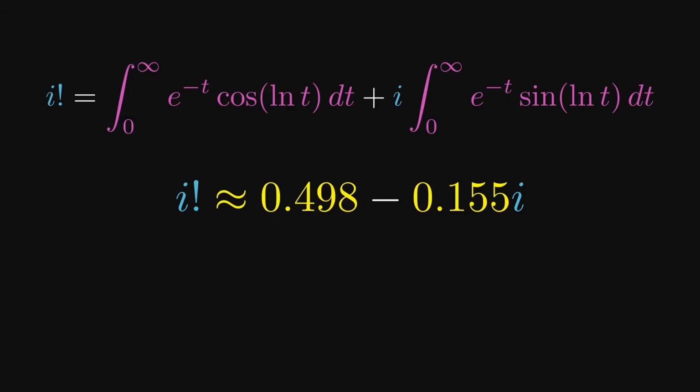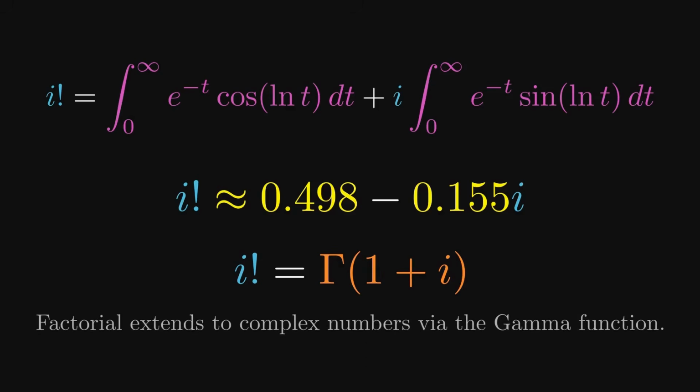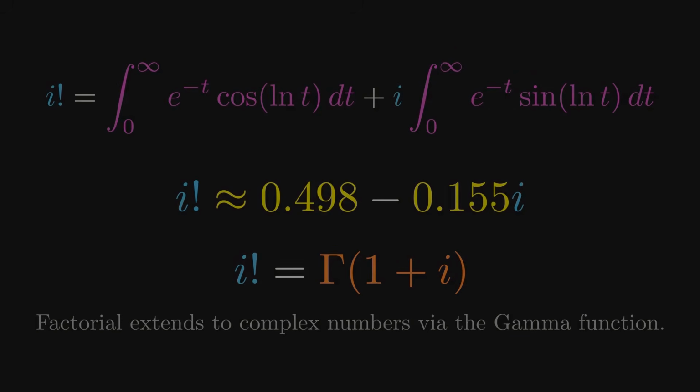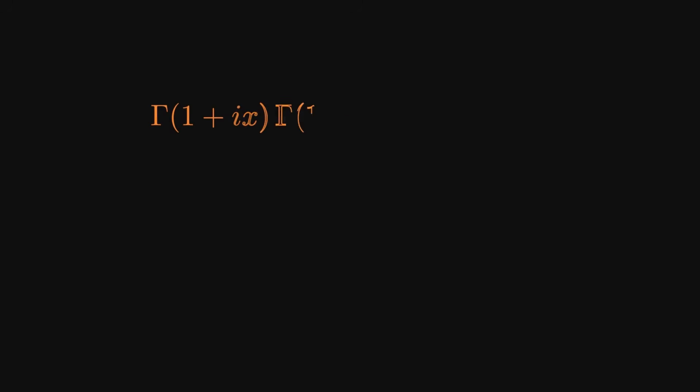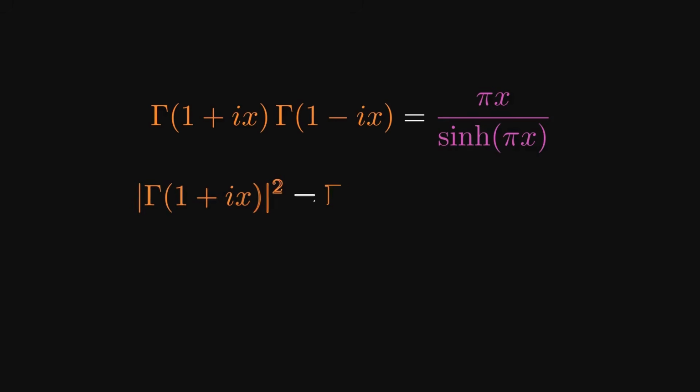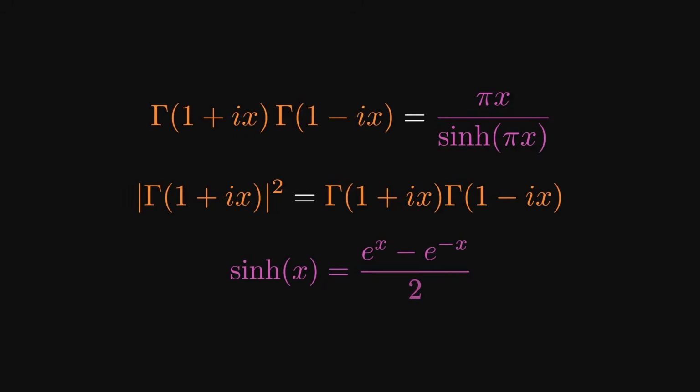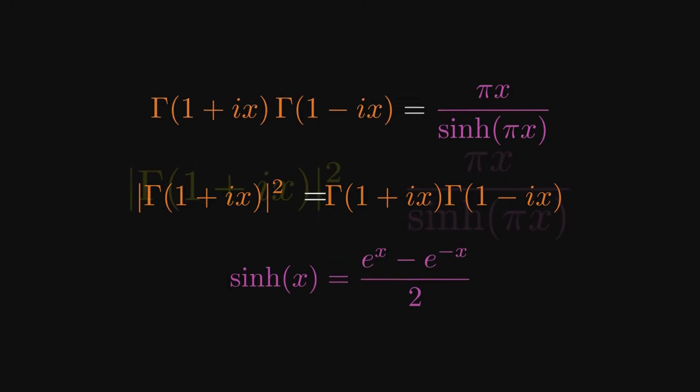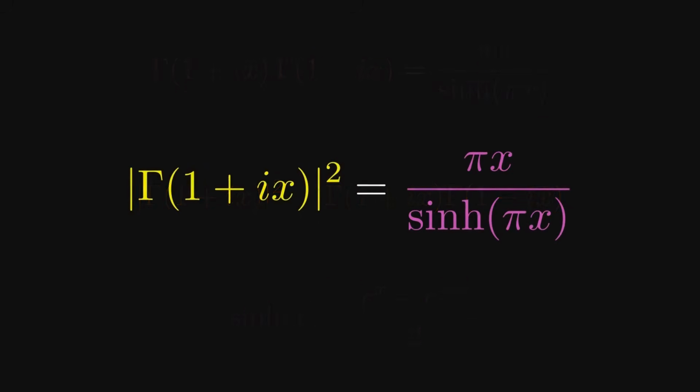But what does this really mean? Factorial doesn't stop at integers. It extends to complex numbers through the gamma function. i factorial is gamma of 1 plus i. To understand its size, we use a key symmetry. Gamma evaluated at complex conjugates multiplies into a real expression. Gamma of 1 plus ix times gamma of 1 minus ix simplifies to pi x divided by hyperbolic sine of pi x. That product is exactly the magnitude squared of gamma of 1 plus ix. So we now have a closed formula for its size.